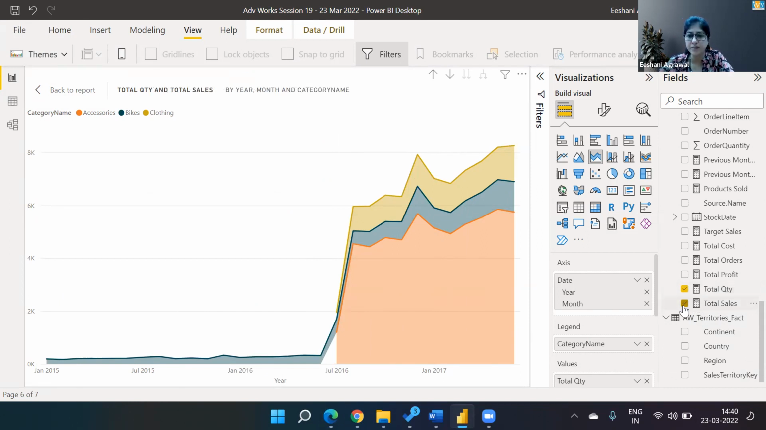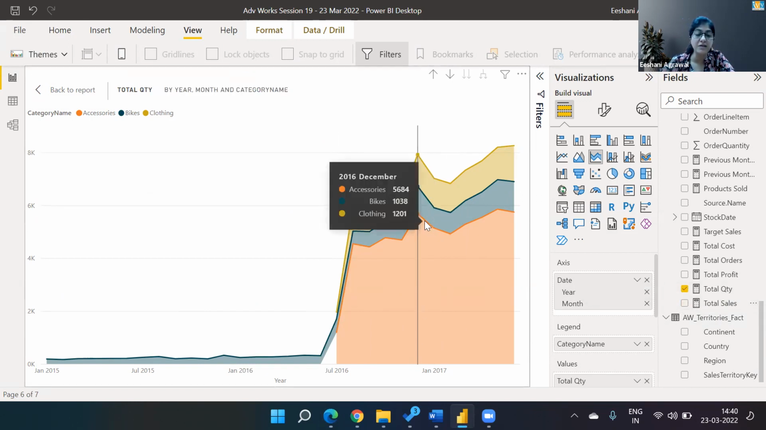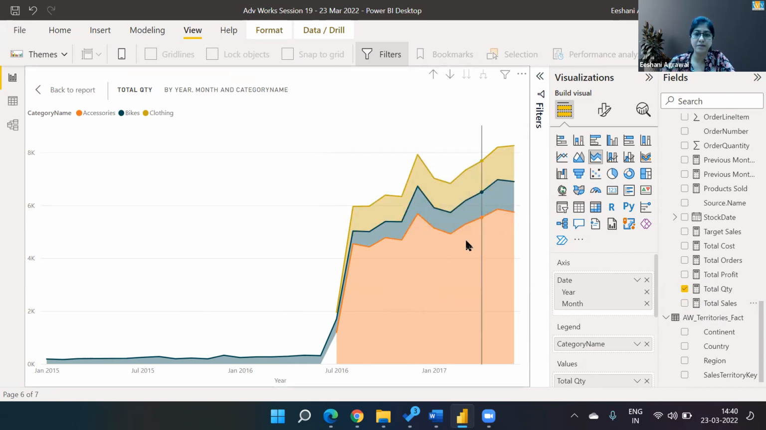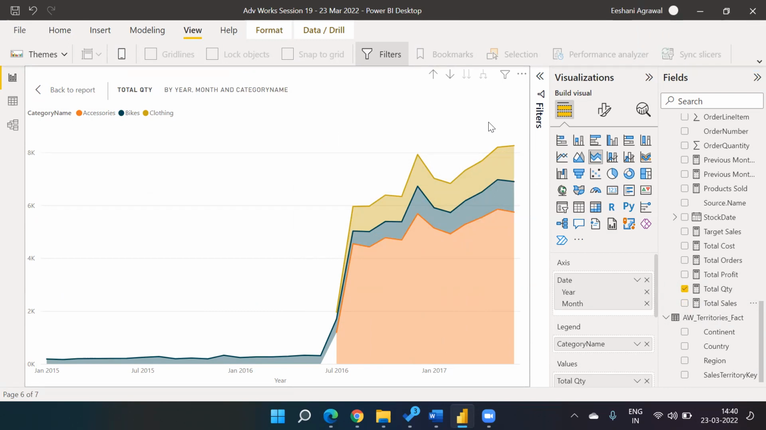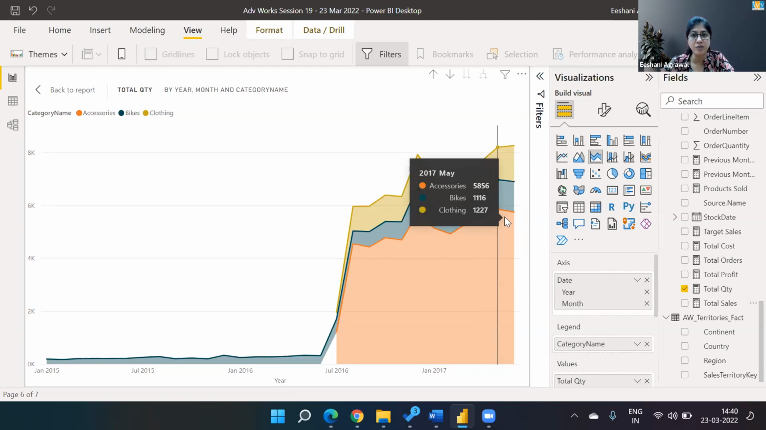But when you put in the quantity, now you can see there's a significant difference. So the maximum amount is done by which category? Accessories. So if you see the value, the accessory is 5,000. And then the distance between the green and the orange line is the quantity of the bikes. The distance between the yellow and the green line is the quantity of the clothing.